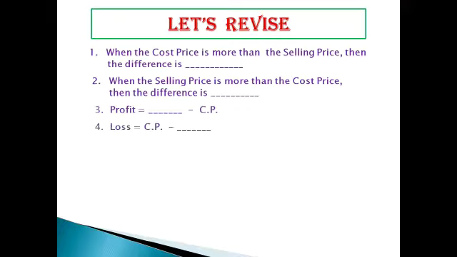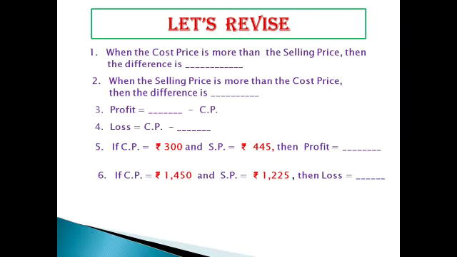Moving to the next question. Loss equals CP minus dash. Coming to question 5. If cost price is 300 rupees and selling price is 445 rupees, then profit is what? Answer this question. Then come to the next question. If cost price is 1450 rupees and selling price is 1225 rupees, then loss is what?